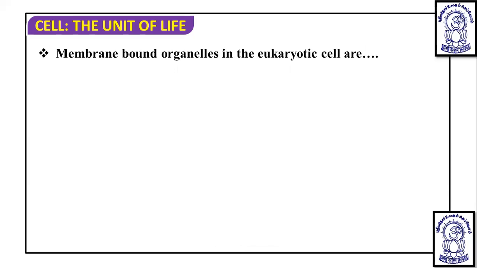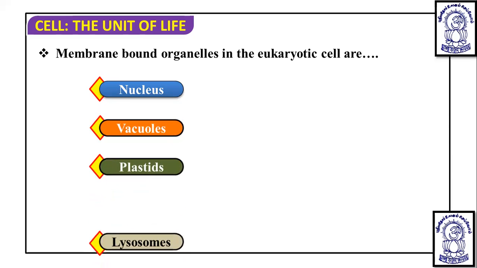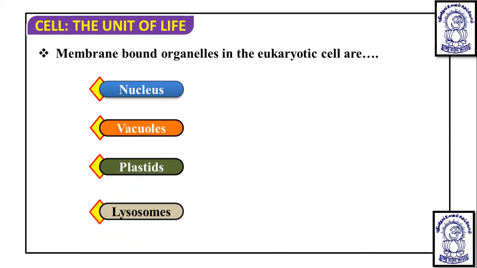Then in a eukaryotic cell, you will see the presence of membrane bound organelles, like nucleus, vacuole, plastids, lysosomes. You will see that the nucleus has two membranes, the vacuole has a single membrane. In plastid, you will see two membranes. In lysosome, you will see a single membrane, which has a structural similarity with the outermost plasma membrane.